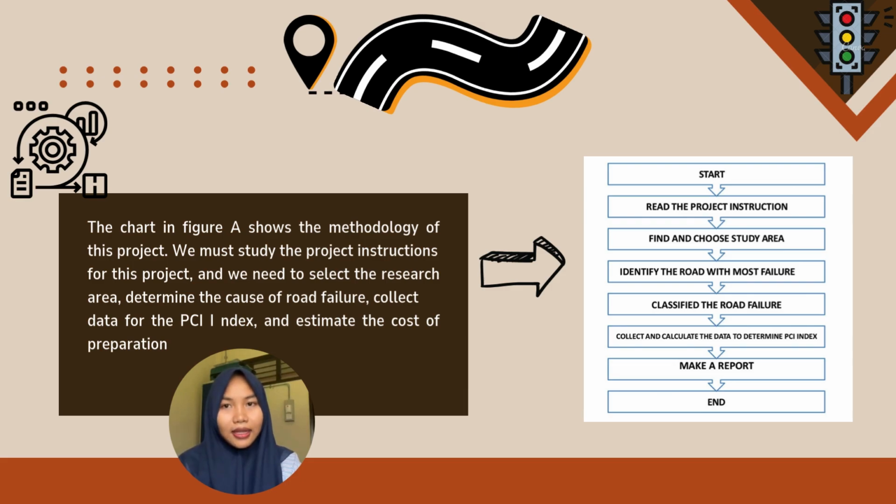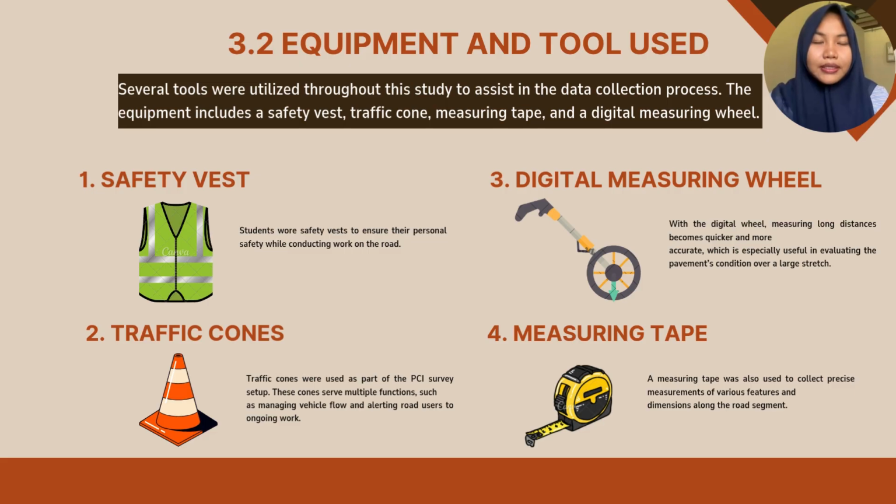1. Start. 2. Read the project instruction. 3. Find and choose the area. 4. Identify the road with most failure. 5. Classify the road failure. 6. Collect and calculate the data to determine the PCI index. 7. Make a report, and last 8. End.